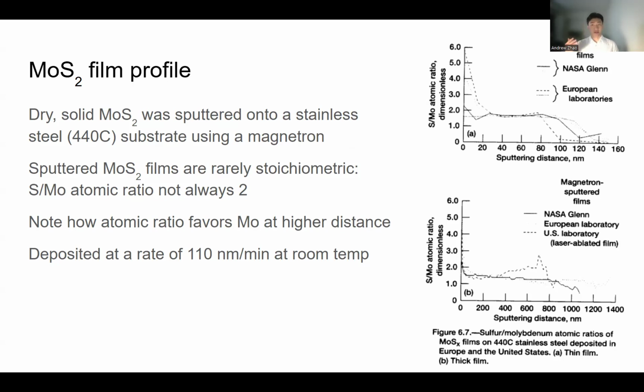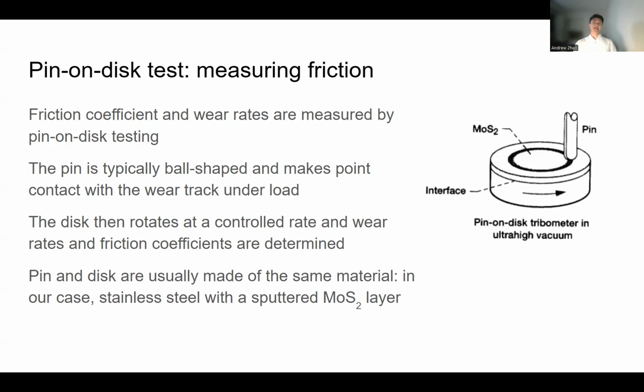So there were some films that were created in a NASA laboratory. There were some films that were created in a European laboratory, and they studied the effect of wear and tear, of cyclical usage, and studied the coefficient of friction of these films. So how do they actually measure the friction of a lubricated surface?